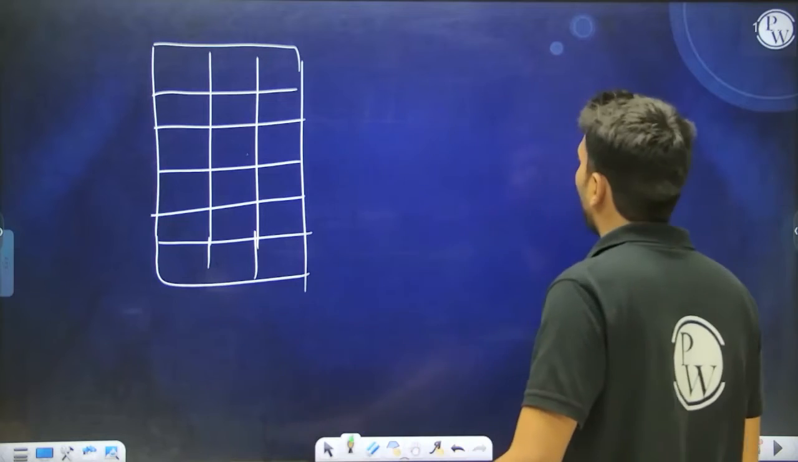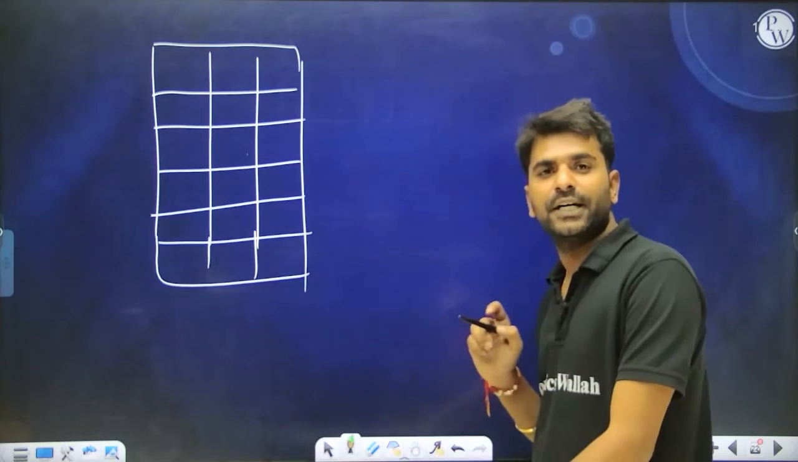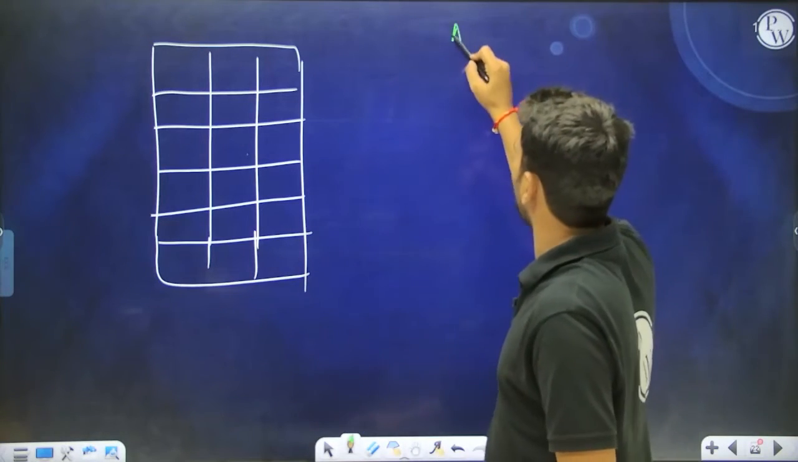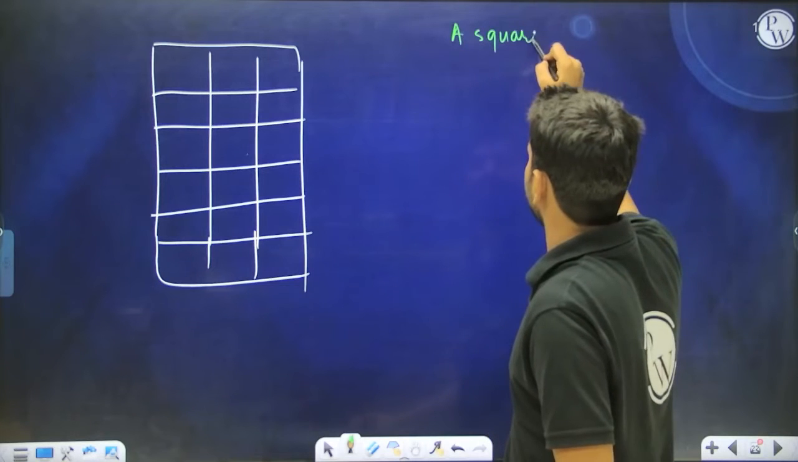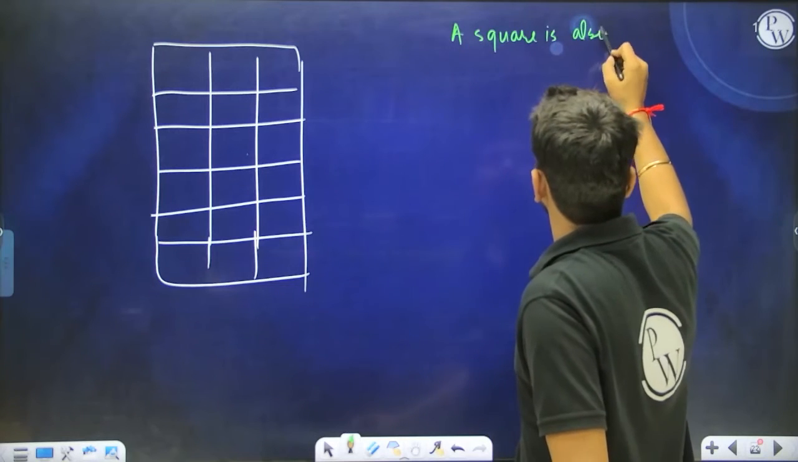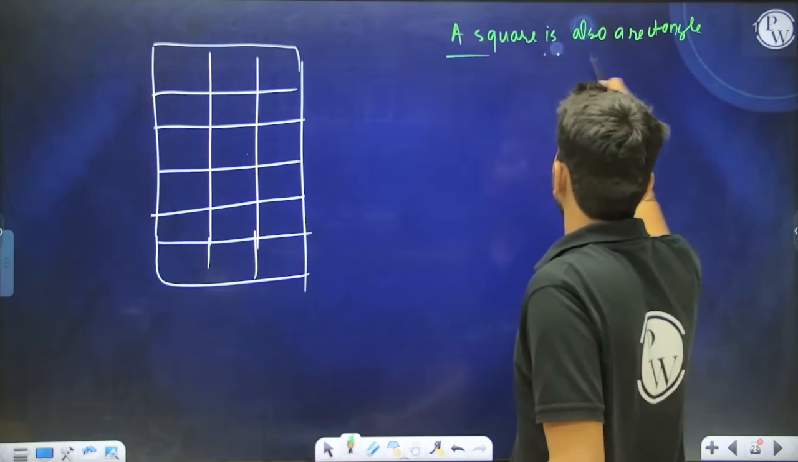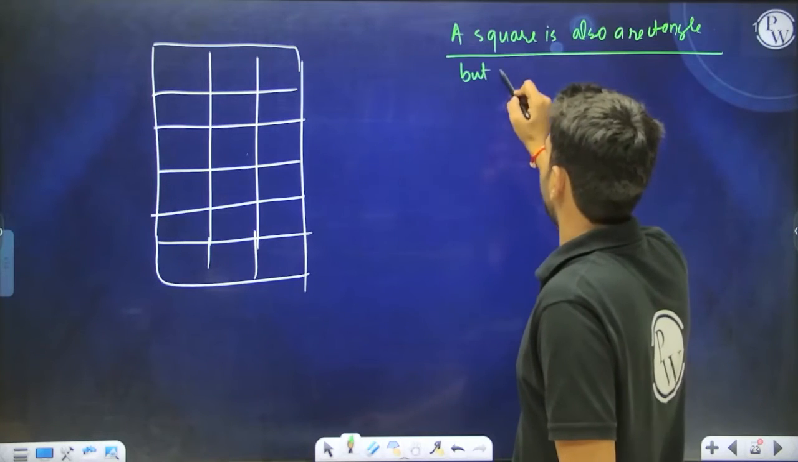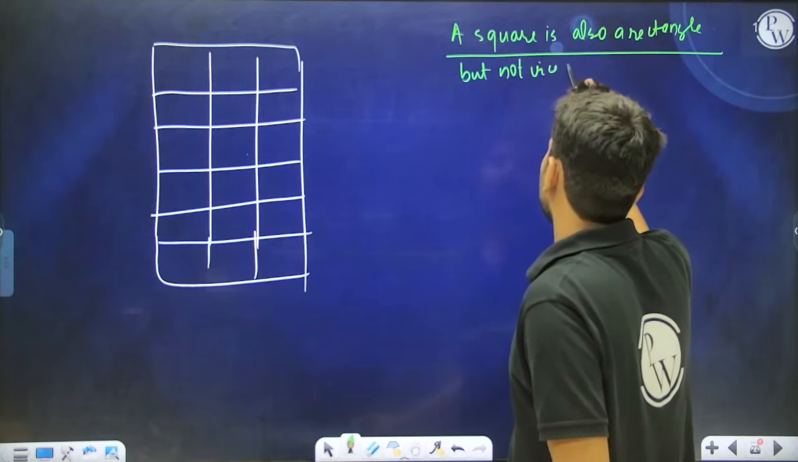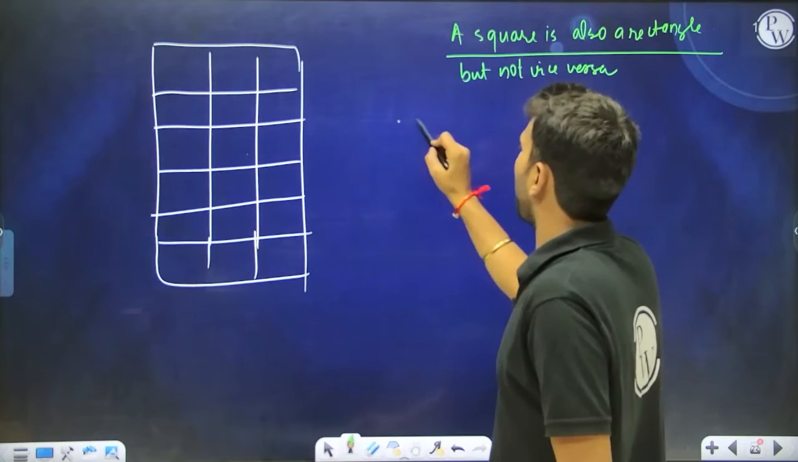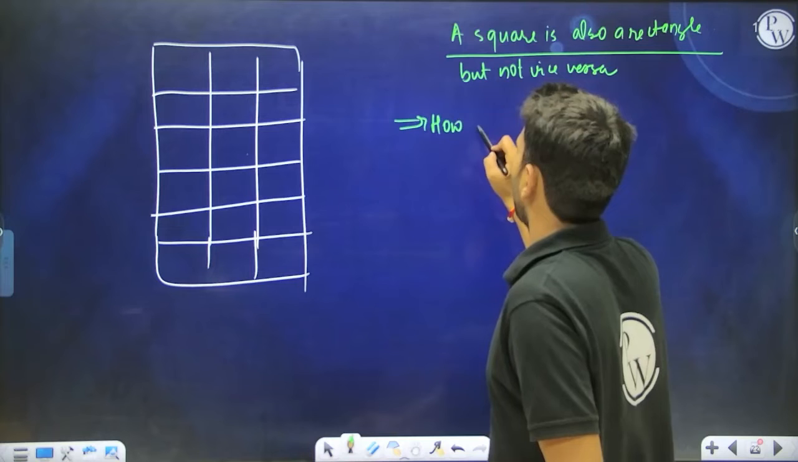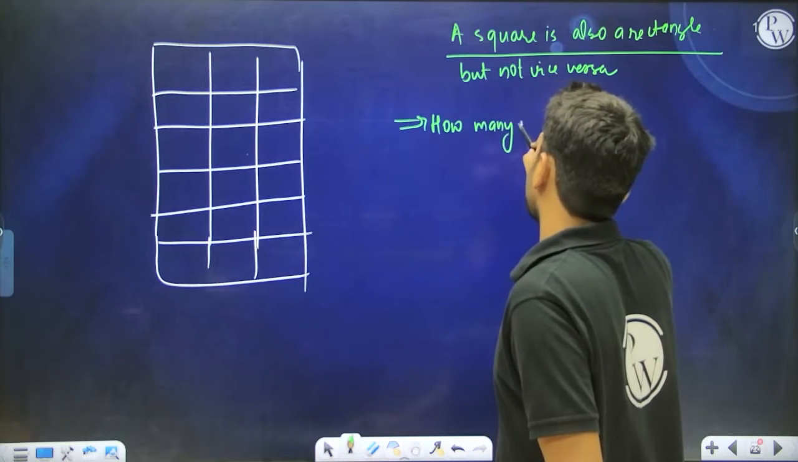So look, let me tell you one thing: a square is also a rectangle. A square is also a rectangle, but a rectangle is not a square. Okay, not vice versa. So if I ask you how many rectangles are formed over here?